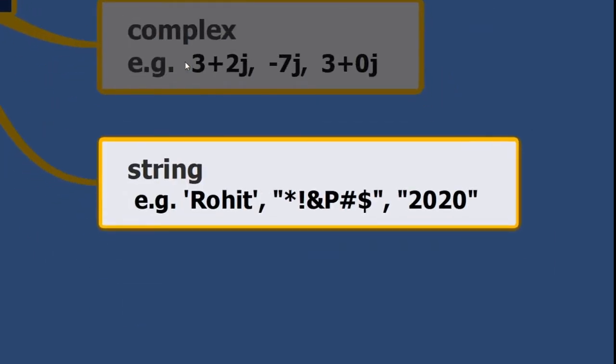The fourth type is a string type, which is always shown by single quotation mark or double quotation mark. Anything between single quotation marks or double quotation marks is considered a set of characters called a string. So 'Rohit', '*!', and 'p#$' are strings. Same way '2020', even though it looks like a number, is just a set of characters stored in a string type variable.